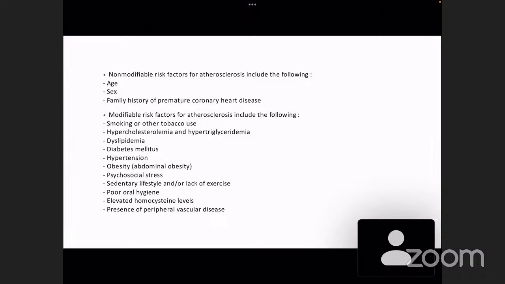We have modifiable and non-modifiable risk factors for atherosclerosis, which include the non-modifiable, of course, the age, sex, and family history of premature coronary artery disease. For the modifiable, like smoking, hypercholesteremia, dyslipidemia, diabetes, hypertension, obesity, especially the abdominal obesity, sedentary lifestyle, poor oral hygiene.